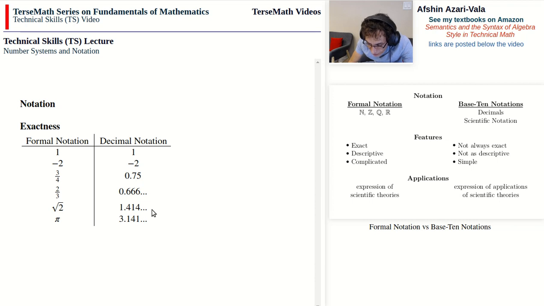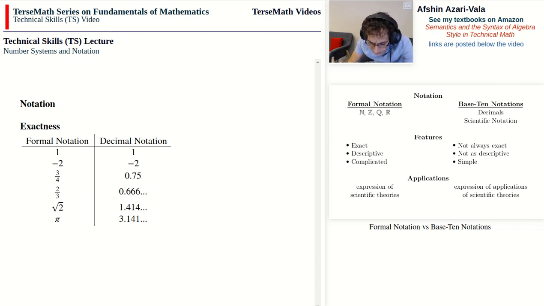Then you can see that the decimal notation becomes pretty much useless, whereas the formal notation is exact. And so that's why we use them in the expression of scientific theories, because in theory there is no approximation. It's assumed that theoretical equations, formulas, and conclusions that are based on theory are absolutely exact. There is no approximation to them.